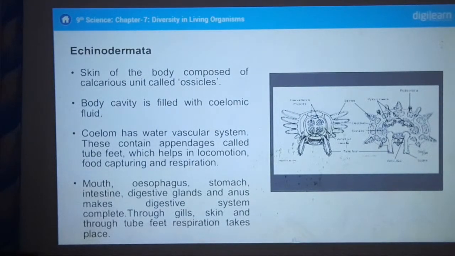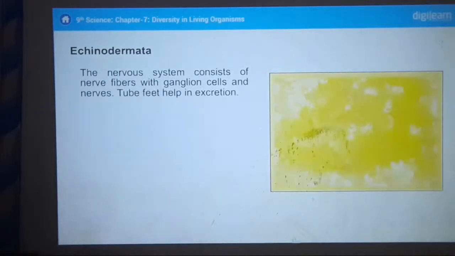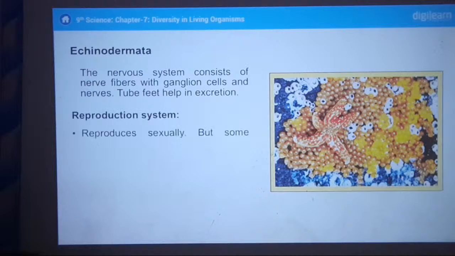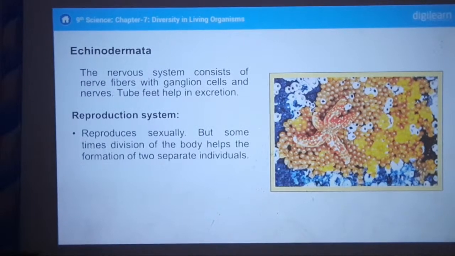Respiration takes place through gills, skin and through tube feet. The nervous system is of primitive type. It consists of nerve fibers with ganglion cells and nerves. There are no specialized excretory organs in the animals. The tube feet help excretion. Sexes are separate. Some animals reproduce by asexual means also. Division of the body helps the formation of two separate individuals.